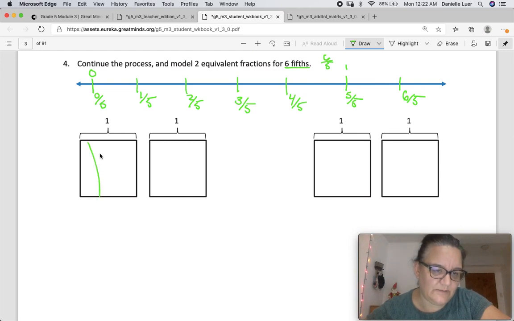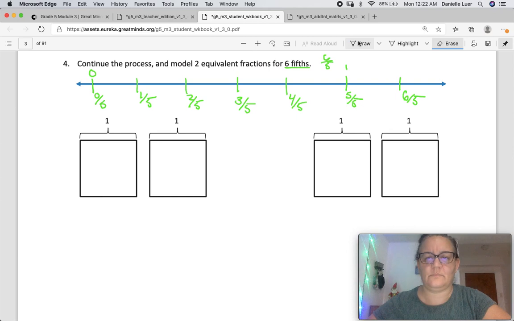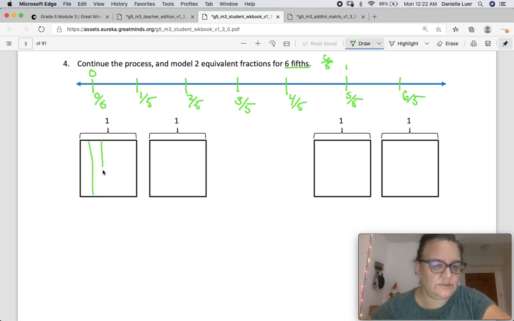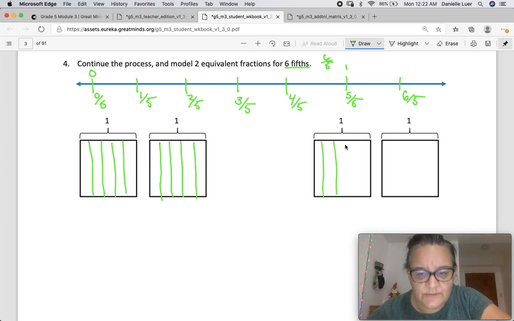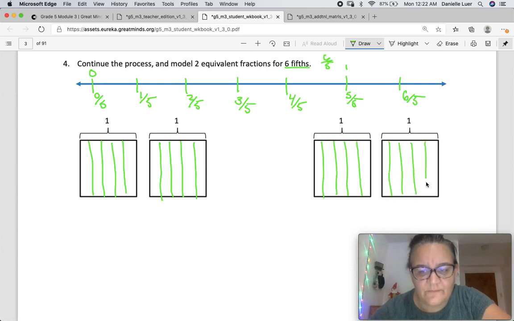Okay, so 1, oh, that was not a straight line. Let me try again. 1, 2, 3, 4, 5. 1, 2, 3, 4, 5. So these are fifths. I'm going to do the same over here. 1, 2, 3, 4, 5. 1, 2, 3, 4, 5.